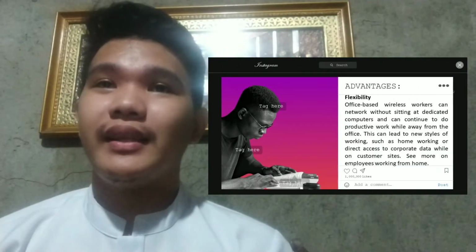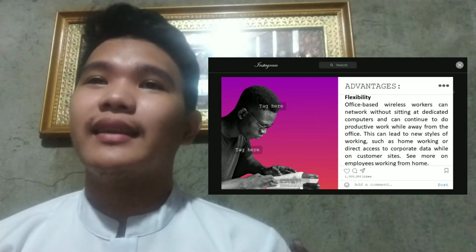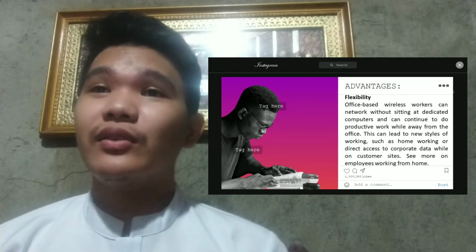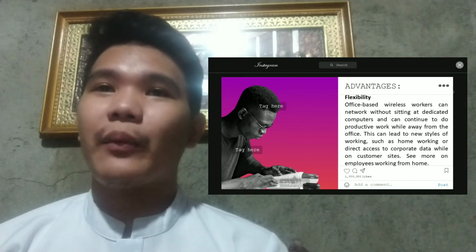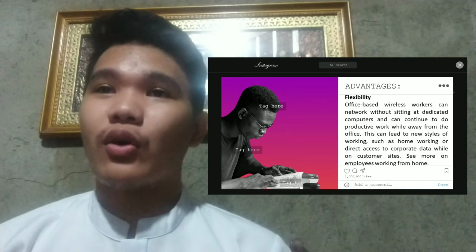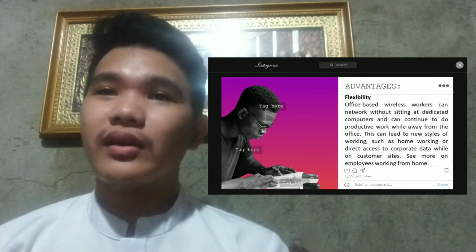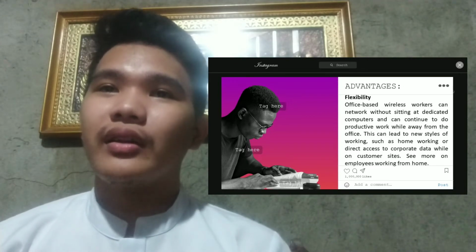Next is flexibility. Office-based wireless workers can network without sitting at dedicated computers and can continue to do productive work while away from the office. This can lead to new styles of working such as home working or direct access to corporate data while on customer sites. See more on employees.